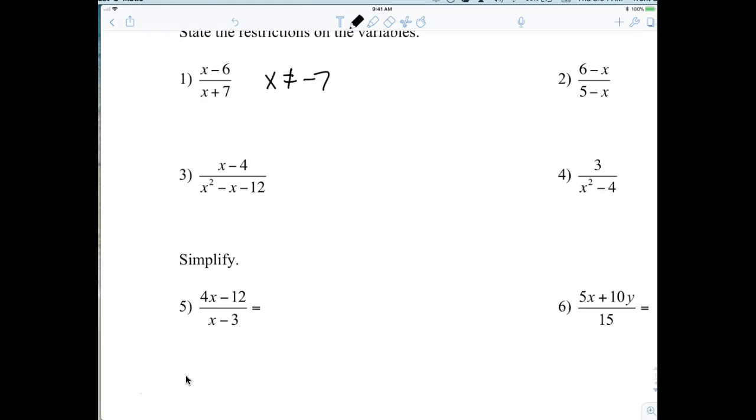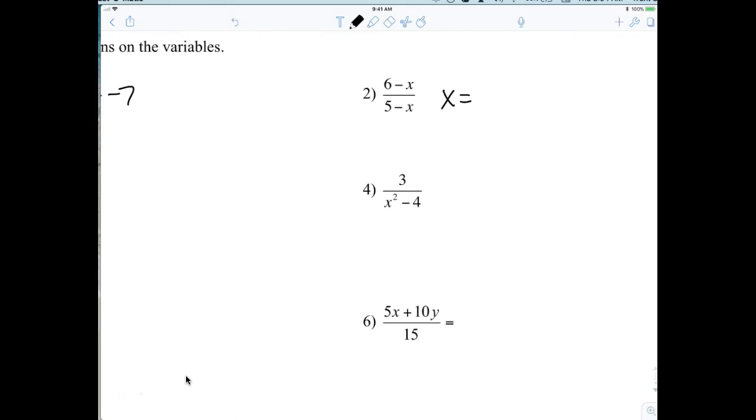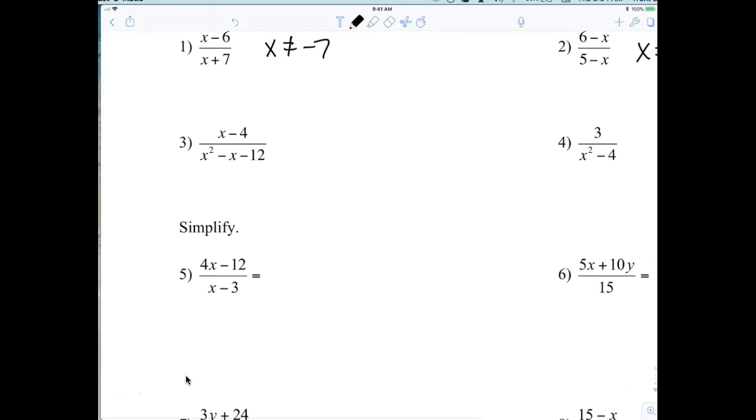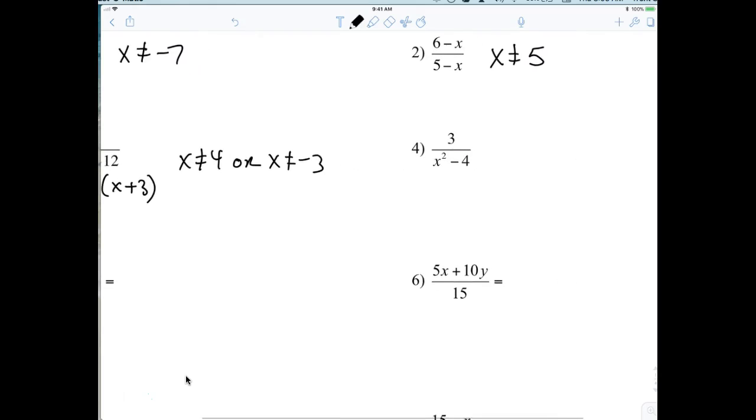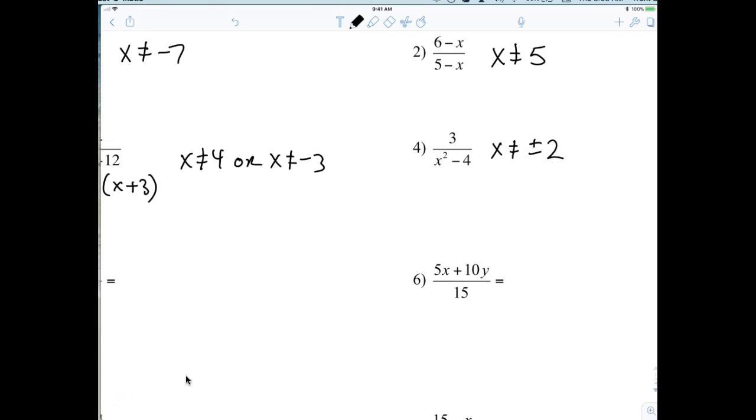Alright? Number 2, X cannot equal 5. Now for number 3, X cannot equal 4, or yeah, let's factor first. So X minus 4, good job, and X plus 3. Do we agree? So X cannot equal 4 or X cannot equal -3. And then in question number 4, X cannot equal plus or minus 2. Anybody have any issues?